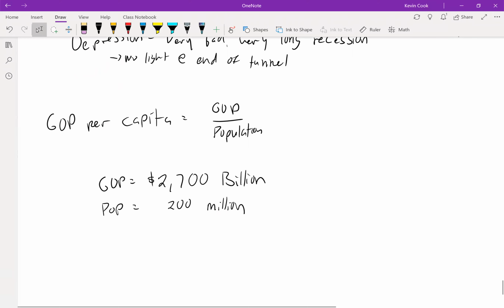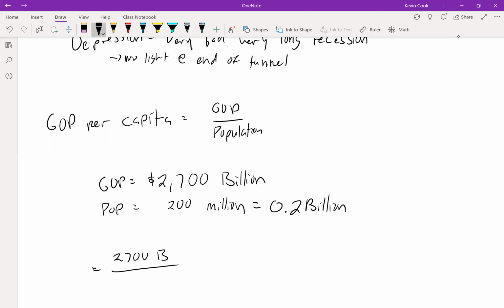So in this case, the first thing we have to do before we calculate our GDP per capita is we need these to be like terms. So the way I go about that is I say, well, 200 million is just 0.2 billion. If you want to, you can write out all the zeros, but that's up to you. So for GDP per capita, now that we have like terms, we'll take 2,700 billion over 0.2 billion.